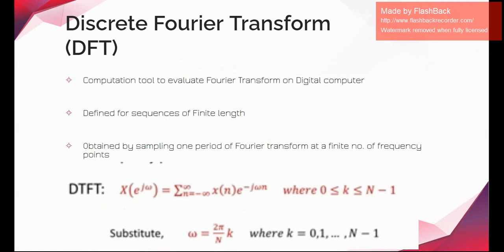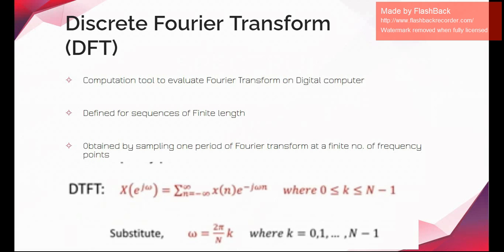Discrete Fourier transform is basically a computation tool used to evaluate Fourier transform on a digital computer. Unlike discrete time Fourier transform, which is defined for sequences of finite as well as infinite length, the DFT is defined for sequences of finite length only. As we know, the discrete time Fourier transform is continuous and periodic. The DFT is obtained by sampling one period of Fourier transform at a finite number of frequency points.